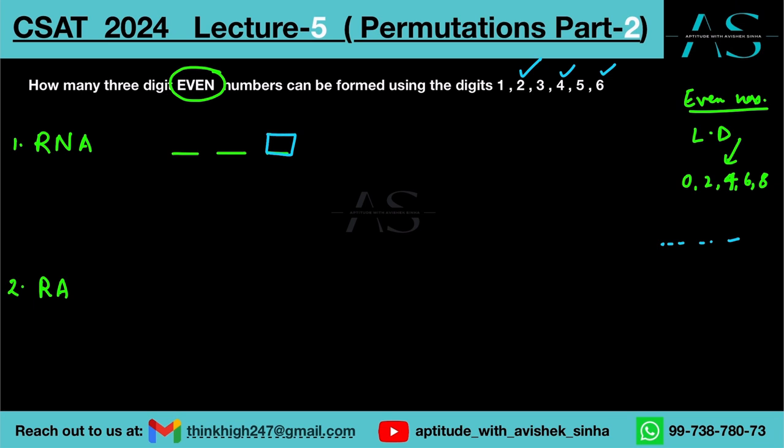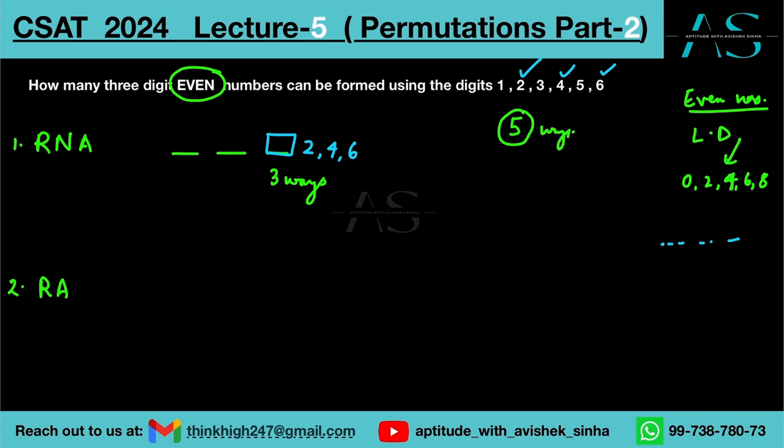So the last spot, or the last digit, can be filled in how many ways? You can place here 2 or 4 or 6. Therefore, you can write it as this can be filled in 3 ways. Now, out of the 6 options, I have used only one option here, either 2 or 4 or 6. So out of 6 options, I have exhausted one option. How many options do I have now? 5.